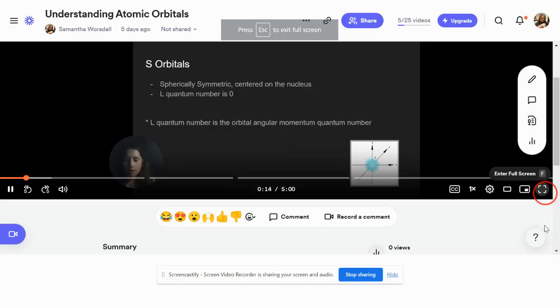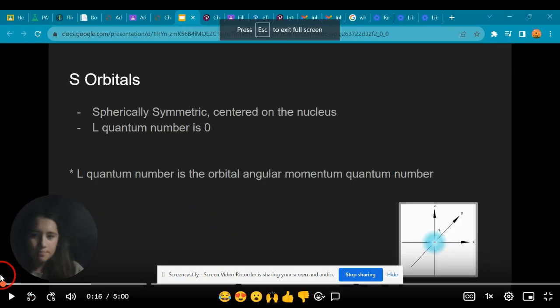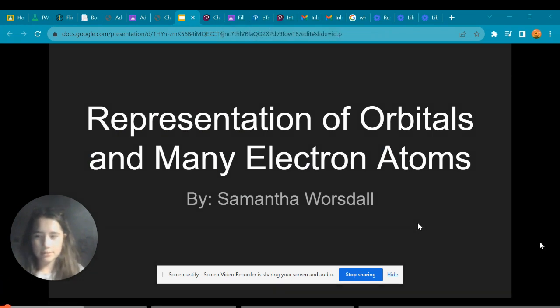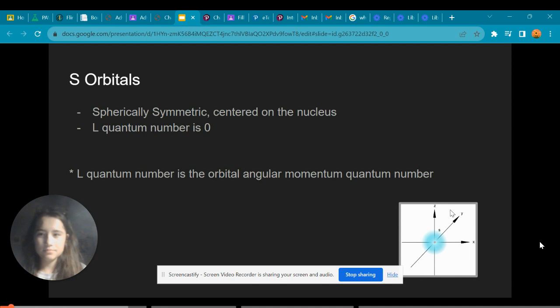nucleus. The L quantum number is 0. Representation of orbitals and many electron atoms. So first off, we have our s orbitals. These are circles, they're spherically symmetric, and they are centered around the nucleus. The L quantum number is 0, and that just refers to the shape, so like the S, P, D, or F.